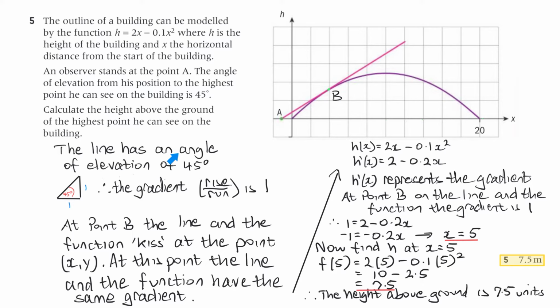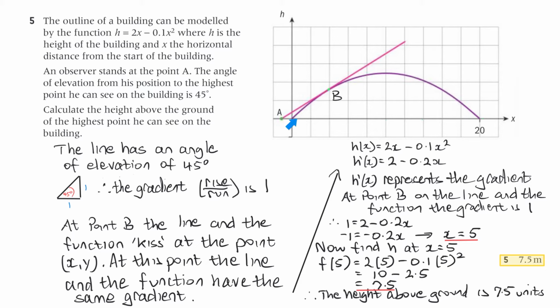Now, the first thing we need to realize is they told us that the line of sight is at 45 degrees. Well, if the line of sight is at 45 degrees, that means the rise is 1 and the run is 1, rise over run, or the tan of 45 is 1. Tan of 45 is 1, we know that. So that means that the slope is 1. We know the slope of this line is 1. Where it touches at B, because it's exactly the same point, it just kisses it there, then that means the slope of the function, the gradient of the function at that point, is also 1.